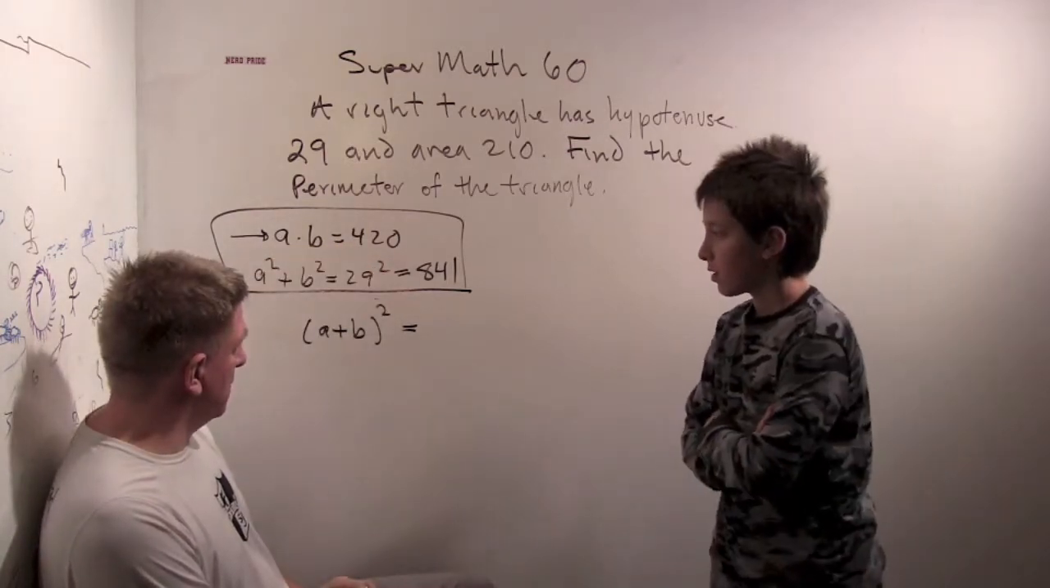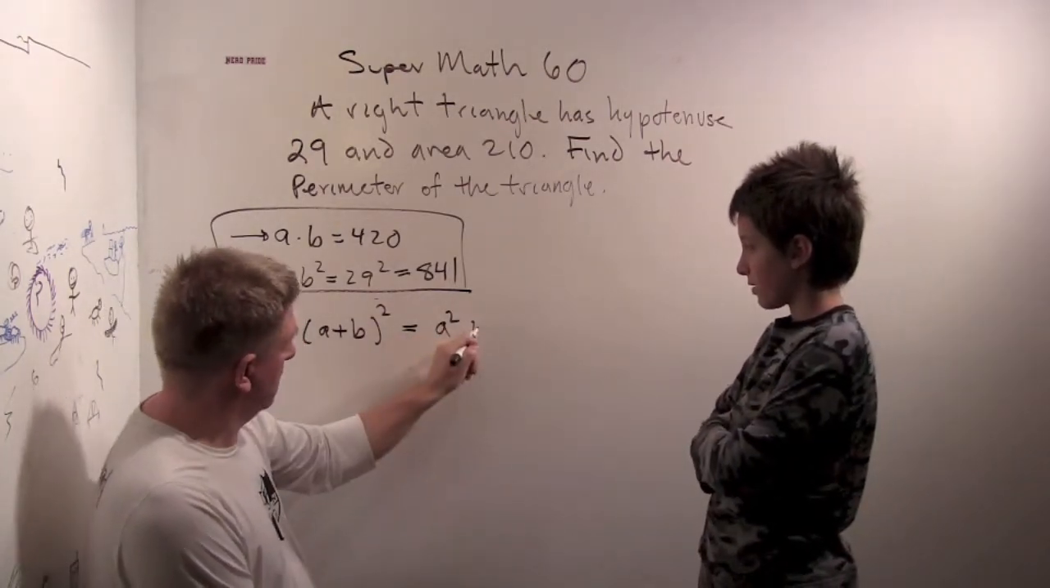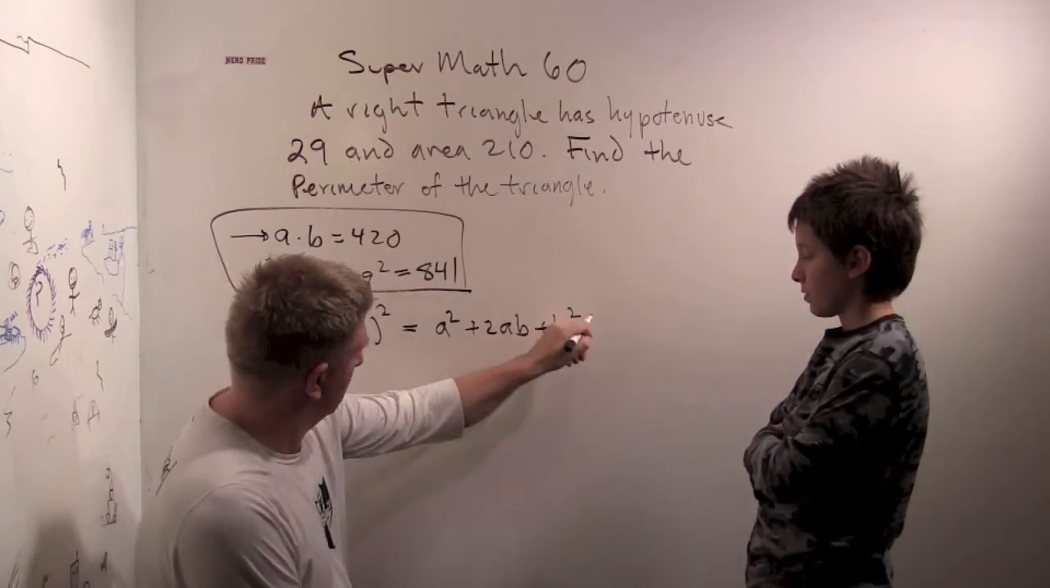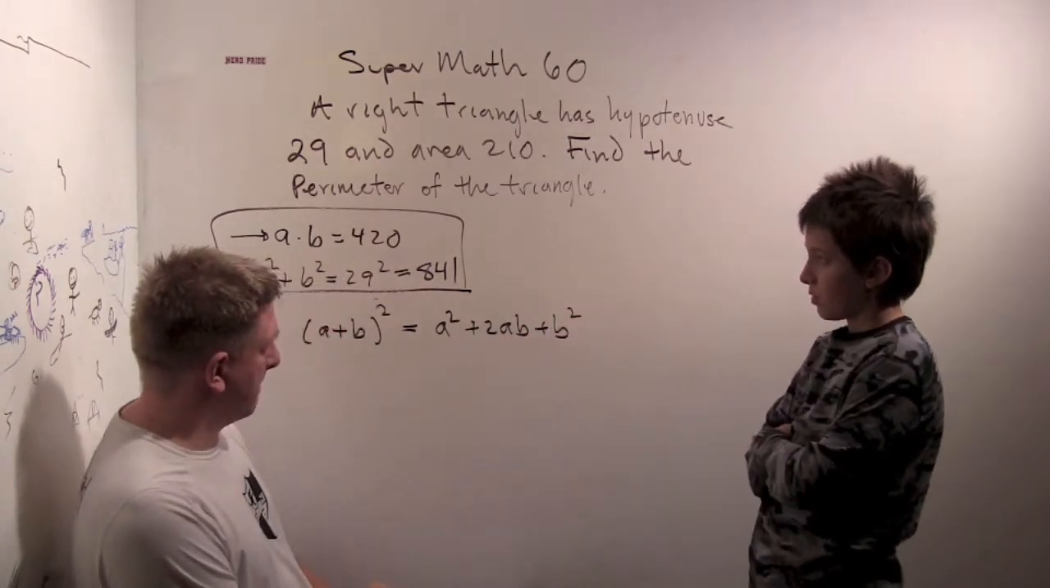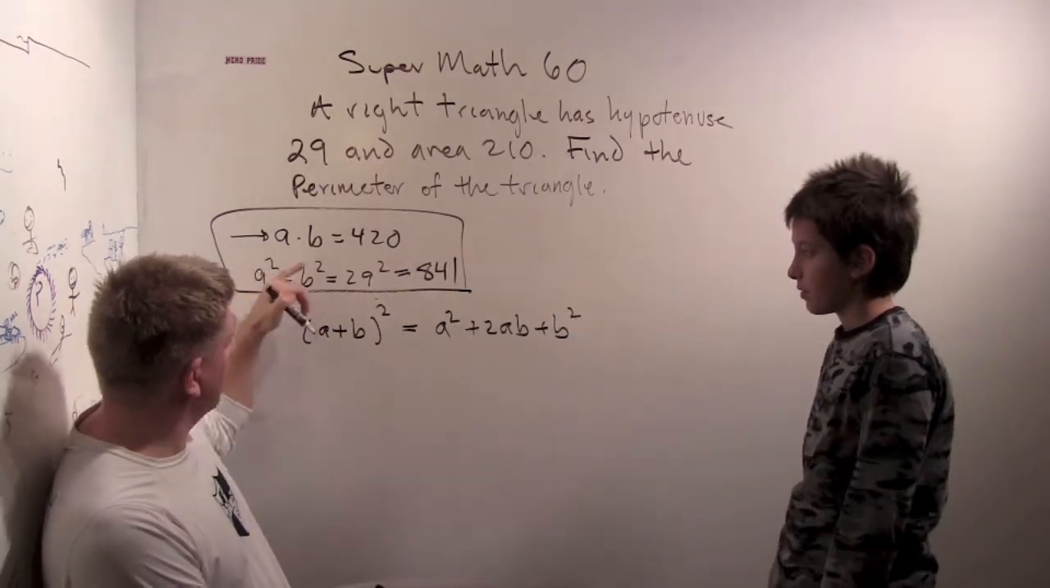Well, it's a squared plus 2ab plus b squared. So we have an a squared and a b squared up there, and we have an ab.